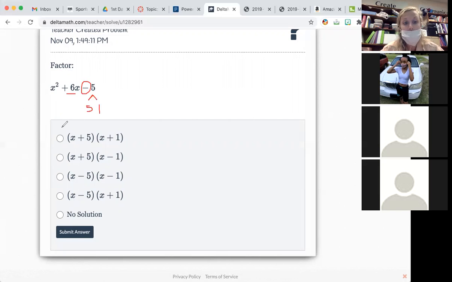No. So I think a lot of your classmates picked A because they saw 5 and 1. If you add them, because they're both positive, they'll make 6. But this one's not telling us to add. It's a negative 5. So 5 and 1 will never subtract to give us 6. So the answer is no solution. Okay? All right.